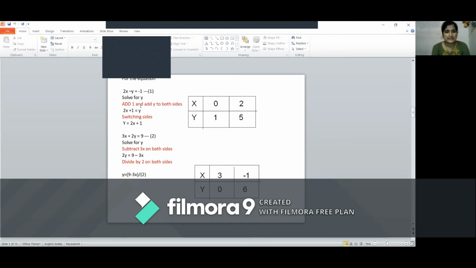Okay, now let's have a look at the table. Here the first column is x and y. Now we can assign any values of x. Okay, so here I have taken x as 0, right. Now we have to substitute this value x is equal to 0 in y is equal to 2x plus 1. Now if x is 0, the corresponding value of y is 0 plus 1, that means 1. So you can check the second column.